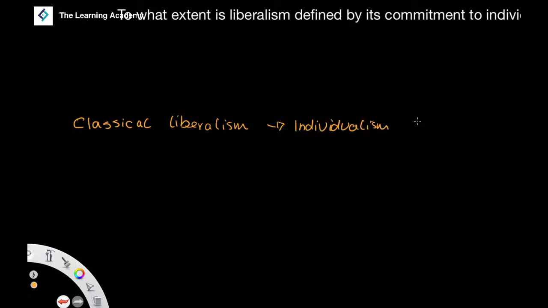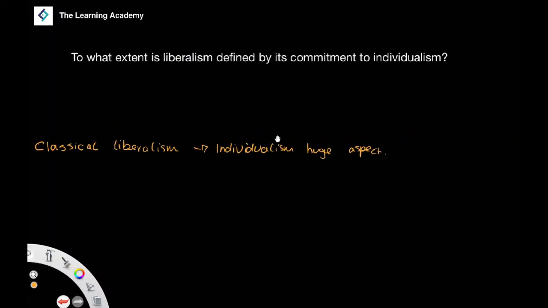Individualism is a huge aspect. People are commenting that yes, liberalism definitely is defined by a commitment to individualism. People talk about it as a core principle. It's how people define liberalism, but think about how individualism has changed over time within the liberal paradigm. We have different types of liberalism: classical traditional liberalism, neoliberalism, libertarianism. But the commitment to the same kind of individualism has changed slightly.